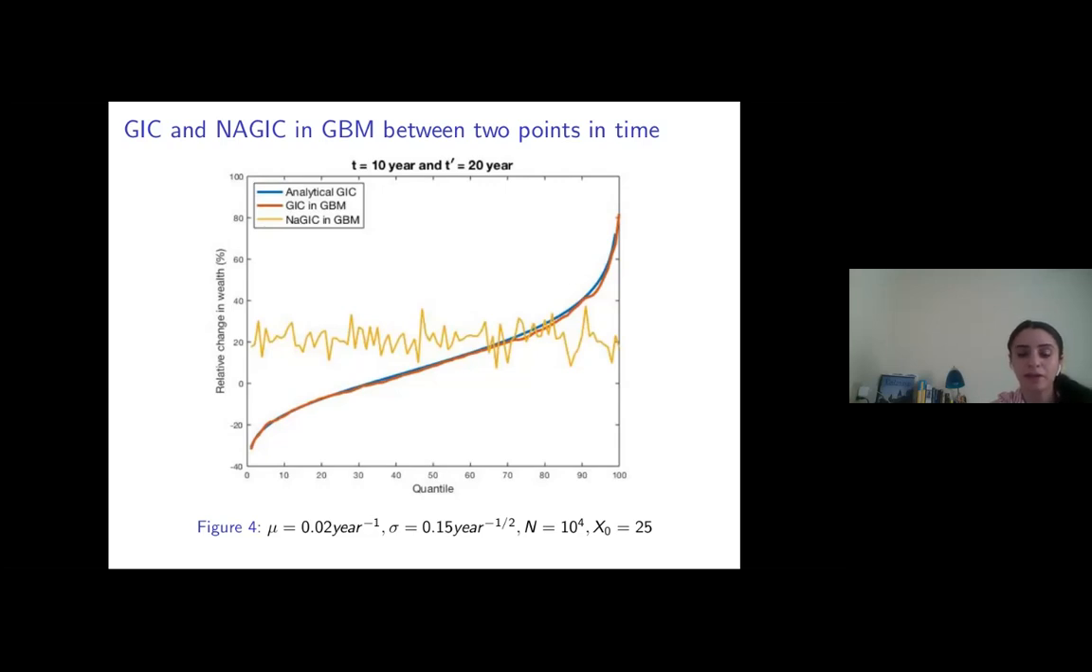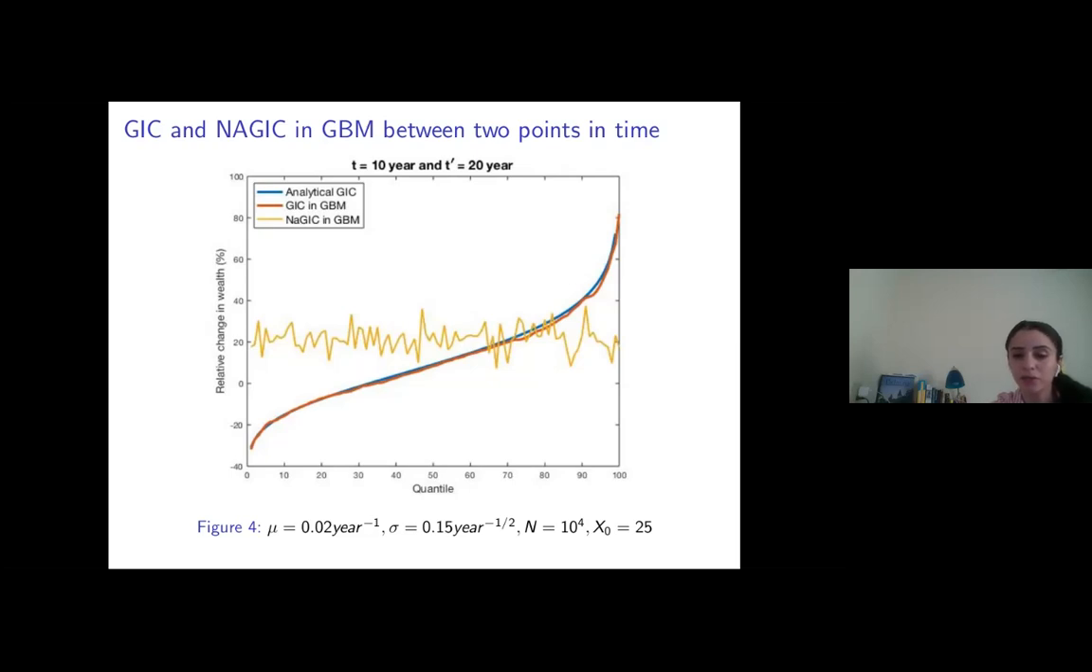We have assumed that everyone starts with the same wealth, 25, and then the wealth grows over time. The population size was 10,000, and we have used the specified parameters mu and sigma. In fact, there are a couple of things we can observe from this GIC in GBM.